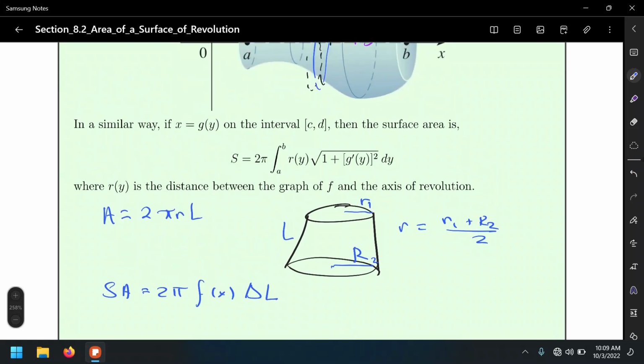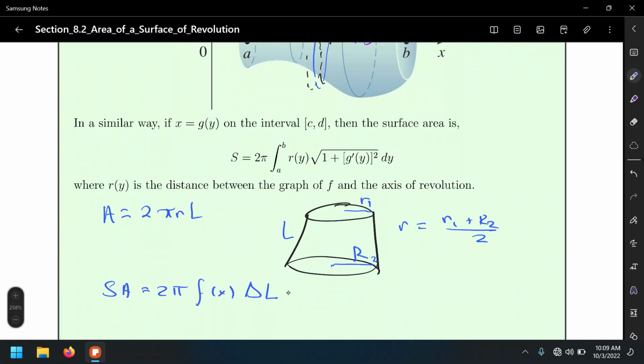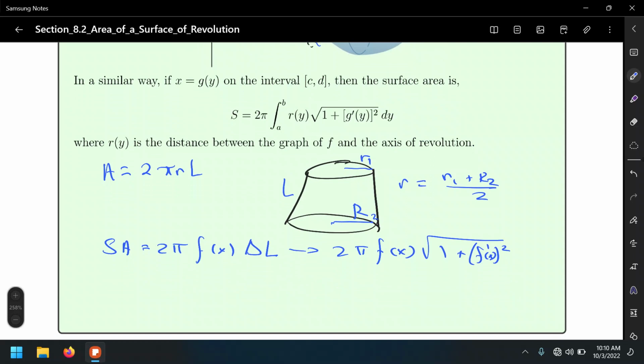Alright? So what is that delta L? Recall that again, we are adding infinitely many of these frustums of cones. And this delta L, recall from last time, is the square root of 1 plus f prime quantity squared. And of course, adding infinitely many of these, what do we get? Isn't it the integral? And have the 2 pi outside. For now it's f of x, but in general it will be r of x. You'll see how it works.